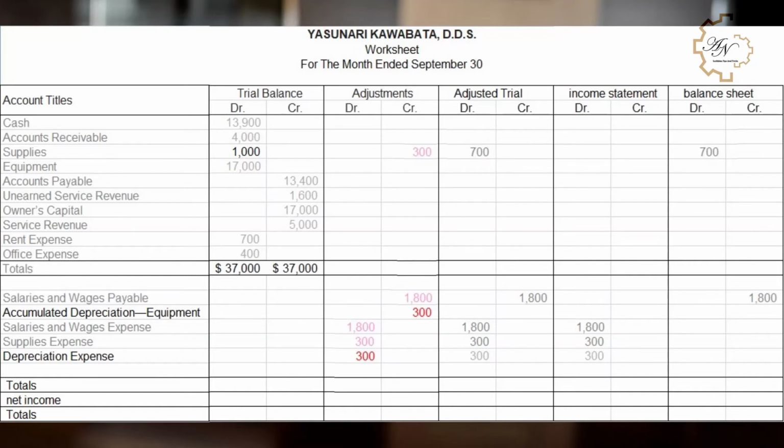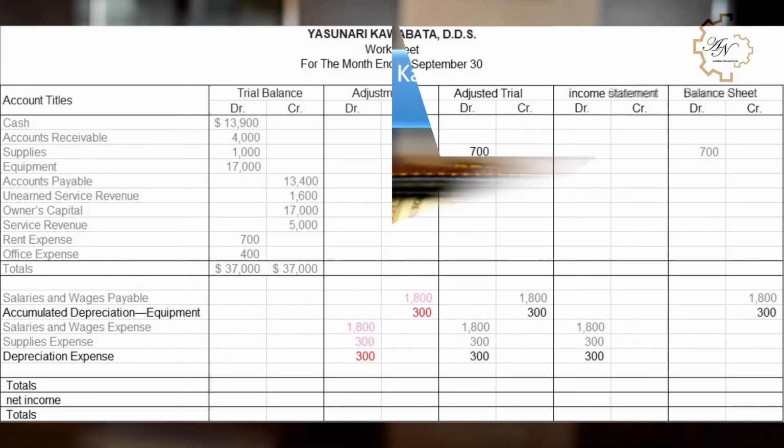Accumulated depreciation had no balance before, so its new balance is $300 in the credit. It will be transferred to the balance sheet. And the depreciation expense has no balance before. Its new balance is $300 in the debit. It will be transferred to the income statement.